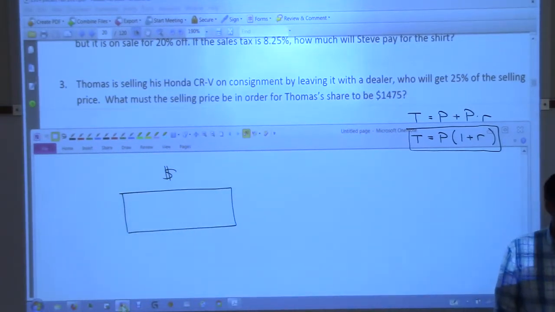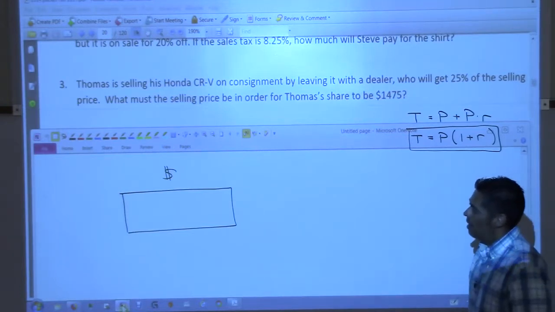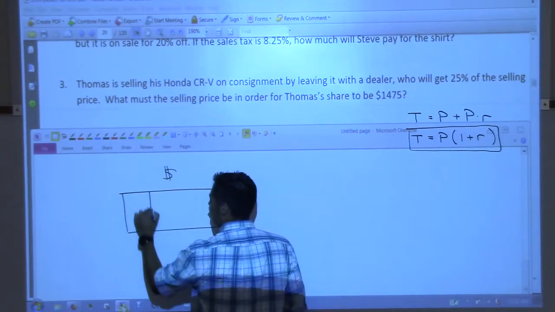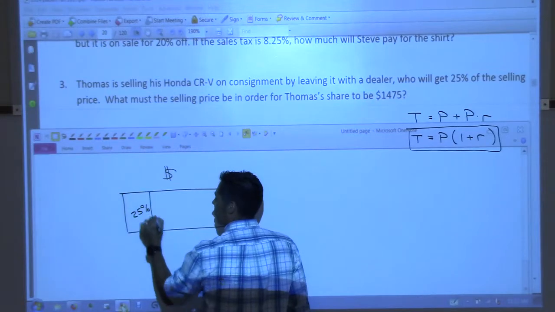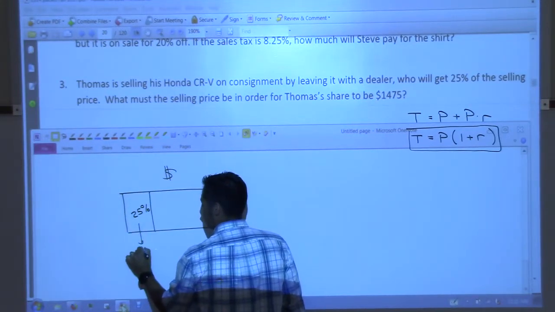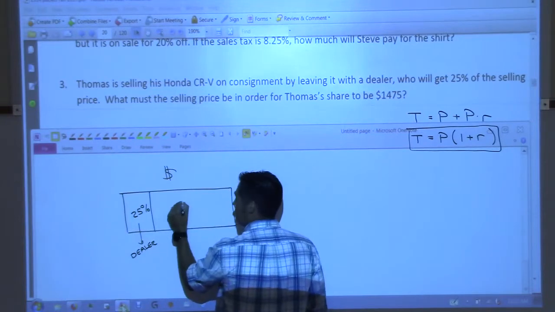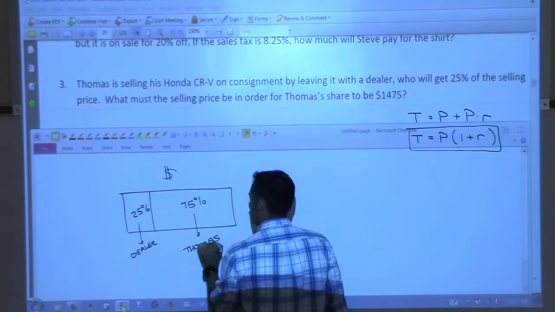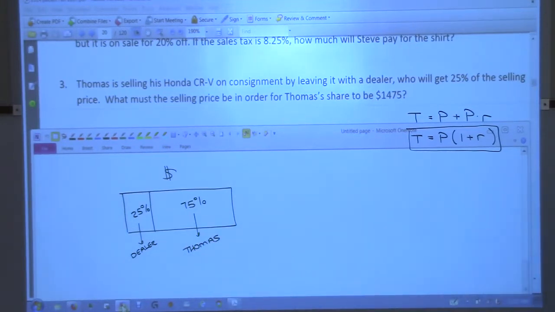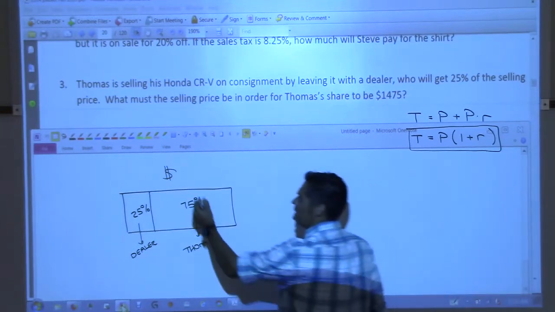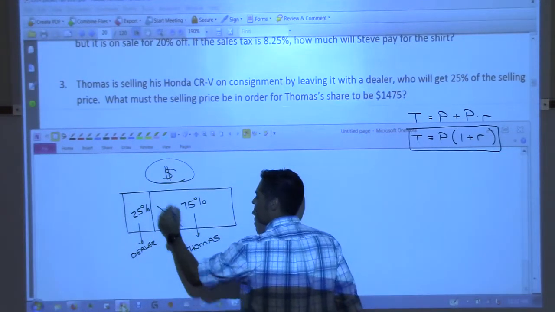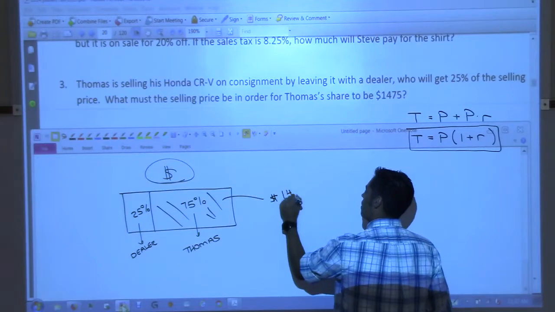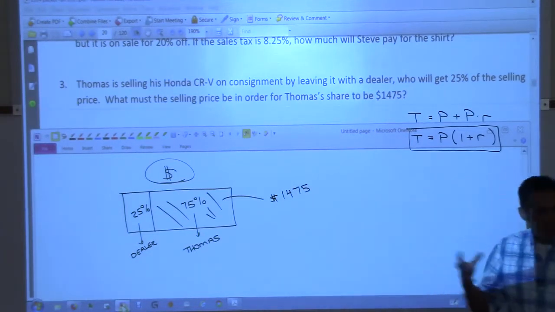That's the money that's going to come in from selling the car. And of that money, how much of it is going to the dealership? So we cut it up like this, 25% of this is going to the dealer, the person who sells it. And then that leaves 75% of it to go to Thomas, right? So the question is, what does this selling price have to be in order for this piece right here to be $1,475? Does that kind of make sense in a picture?